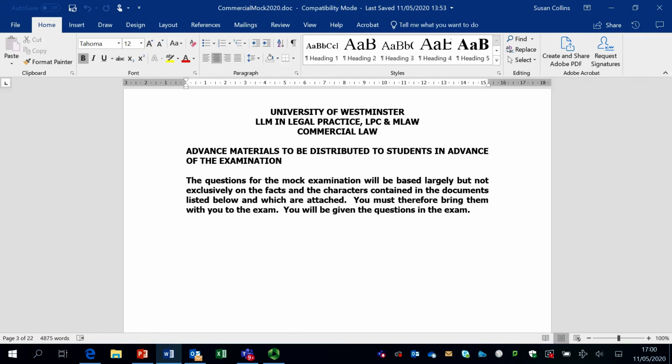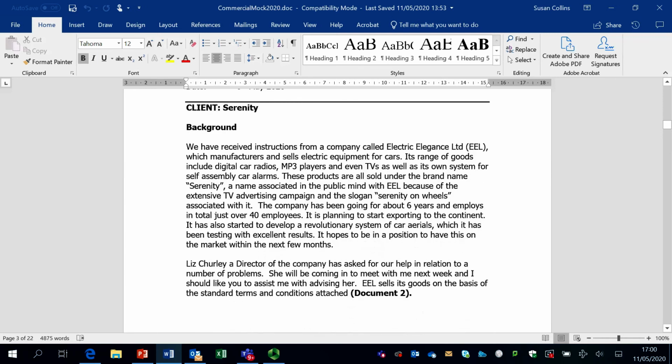So that is important. Moving forward then, the first document we've got is some background information about the client. The client's Electrical Elegance, and we're told about their product, what they supply: digital car radios, MP3 players, TVs. It tells us a bit about their business, their plans to export to the continent, and developing a new aerial system. It makes clear that the director has been to ask for some help. And then we're told that they sell their goods on the basis of the attached standard terms and conditions.